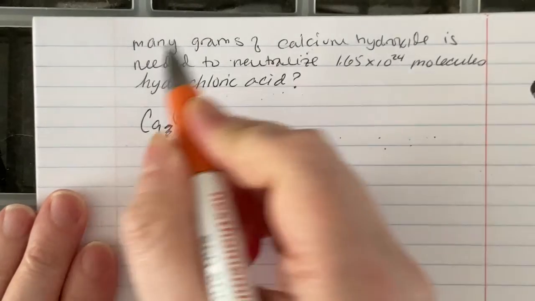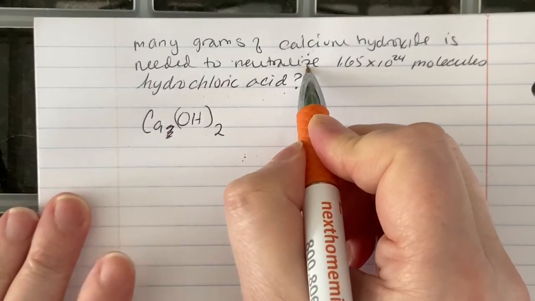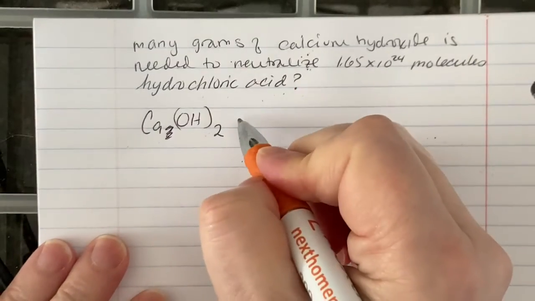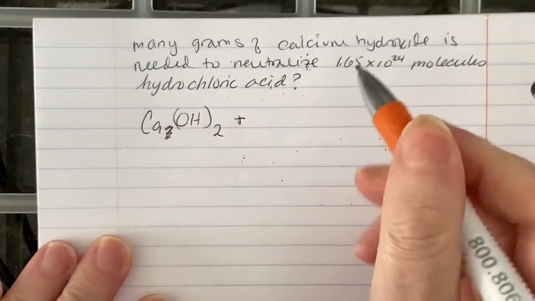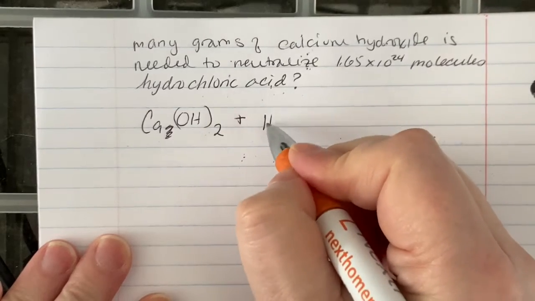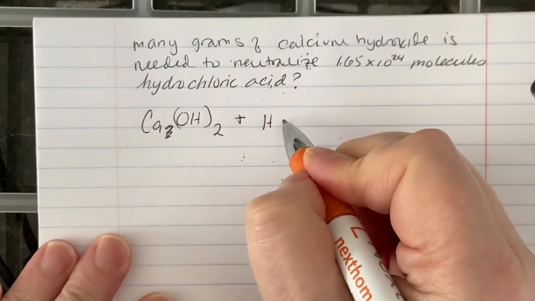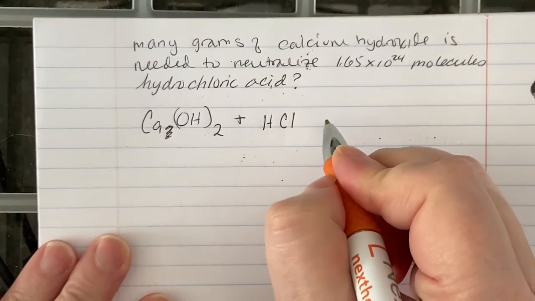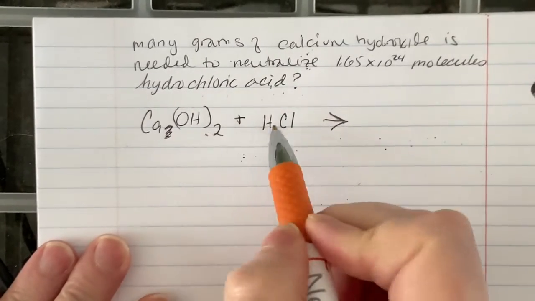Ca(OH)2 is needed to neutralize. So you have to know what neutralize means. Neutralize means put two things together. So that means our other reactant is hydrochloric acid. Hydrochloric means a binary acid, hydrogen as your cation, chlorine as your anion. Okay, so they gave you the two reactants.